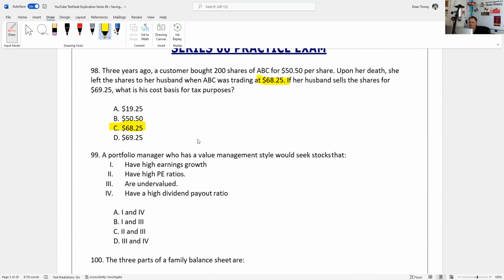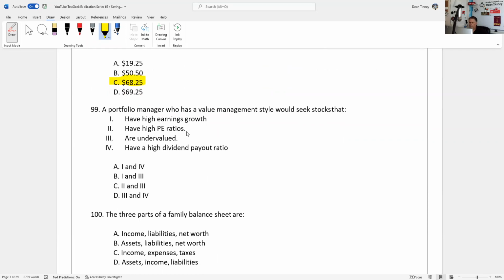If on the test they said three years ago, a customer bought 200 shares of ABC at 50, she gifts the shares to her nephew, then the answer would be 50. Both of those are there. So be careful. You're going to get this on the test. Either somebody has died and there's a step up in the basis. It's the decedent's, that's the dead person. It's market value at their death. And the gift, you assume the cost base of whoever gifted the securities to you.